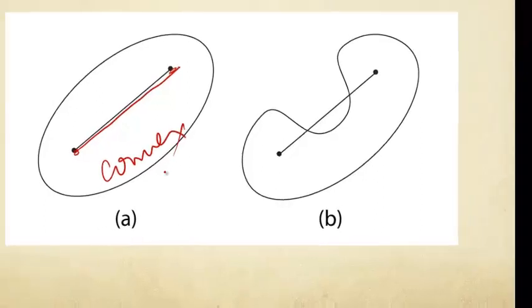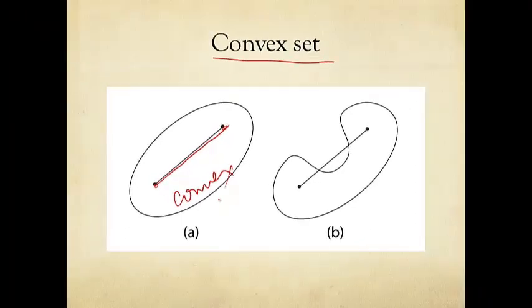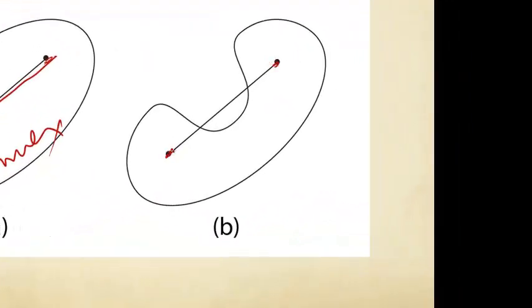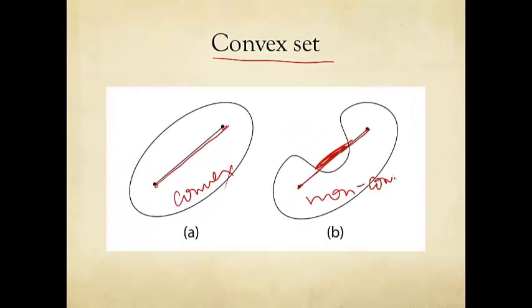Well, that sounds like all sets are convex. Well, no. Some sets, for example, like this set, you can pick 2 points in the set, but part of their line segment, this part, does not lie inside the set. And this is a kidney-shaped thing that is a non-convex set.